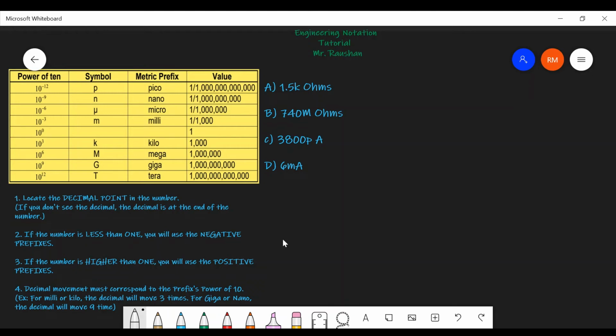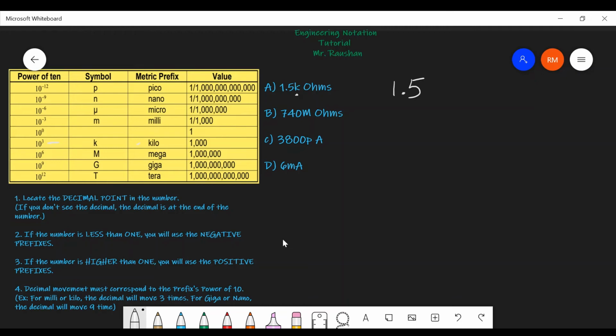Now, A says 1.5k ohms, right? 1.5k ohms. I'm gonna write the k here because we're gonna be messing around with the conversion, right? But you know it's k. This is A. So k, what does k correspond to? Let's look at our chart. K corresponds to kilo, which is 10 to the 3rd power. That means the decimal must move 3 times. Alright? Now, since we're converting it to standard form, we're going to move it to the right. Decimal will move to the right.